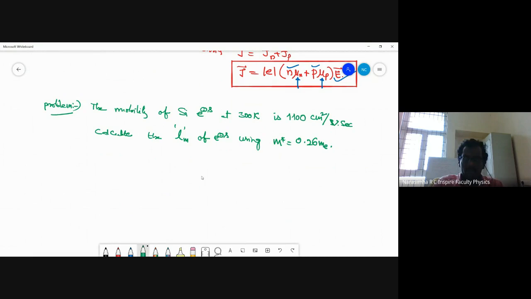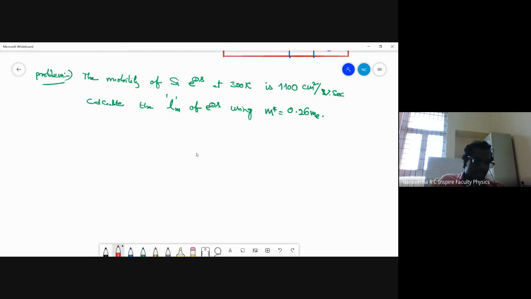Now let's go to the second transport mechanism, called diffusion. Diffusion current. In the last picture, you understood that diffusion current is due to the main reason, concentration gradient. So you can write Jn is directly proportional to how the density of electrons is changing in the x direction. We are interested in one dimension.